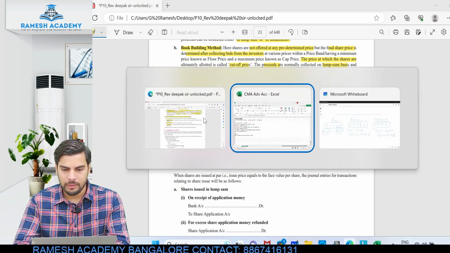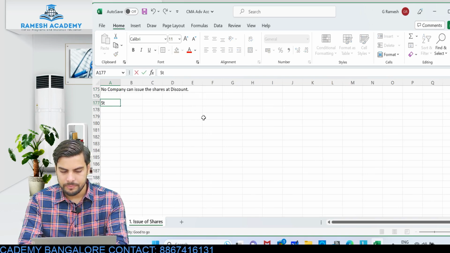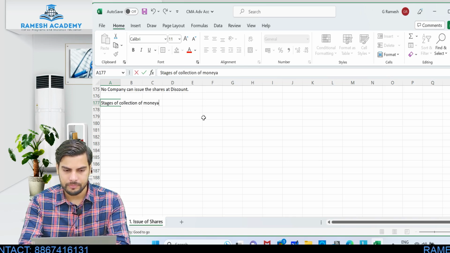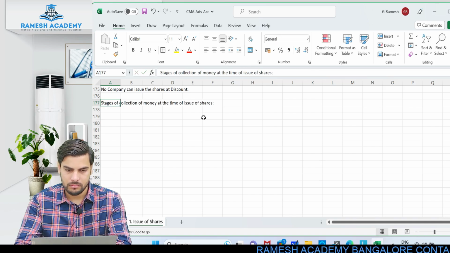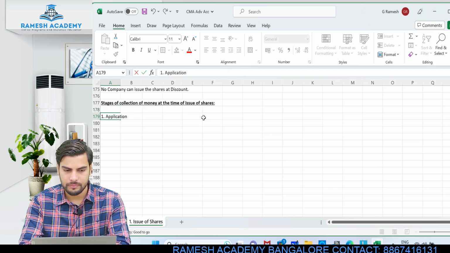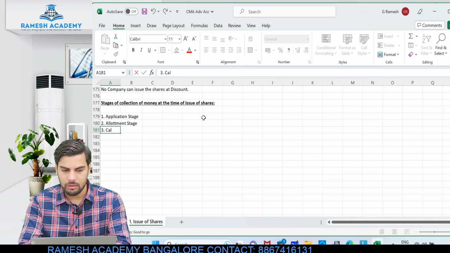Let me explain this and simultaneously prepare the notes for the same. Stages of collection of money at the time of issue of shares. Basically we have three stages: application stage, the second stage would be allotment stage, and finally it would be call money stage.